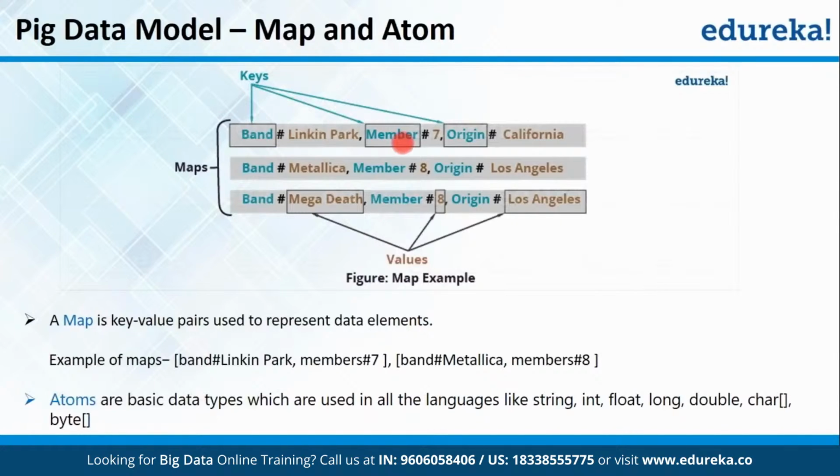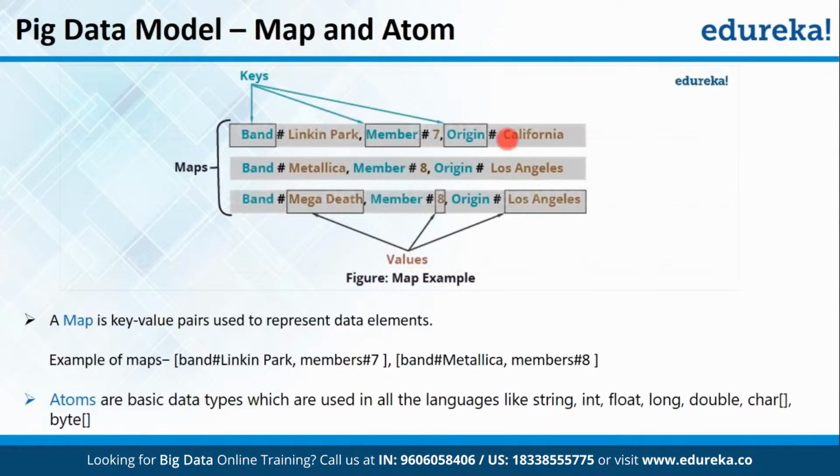So band is a key, member is a key, origin is a key. Similarly, the text after the hash is nothing but the values. So Megadeth is a value, 8 is a value, and Los Angeles is a value, right? So in Pig, hash is the delimiter that represents the difference between key value pair. The value left to the hash is the key and the value right to the hash is the value.